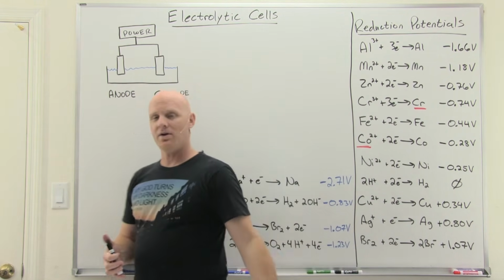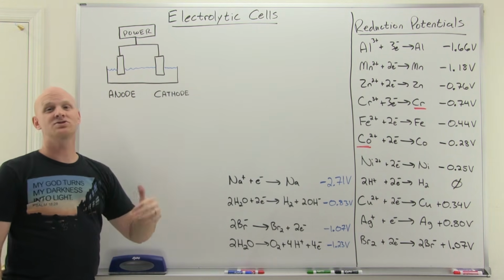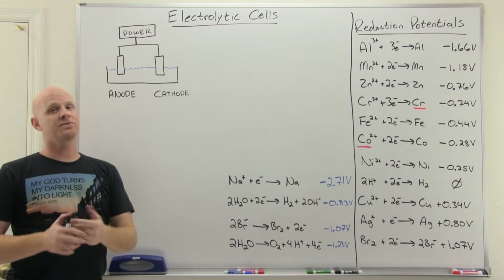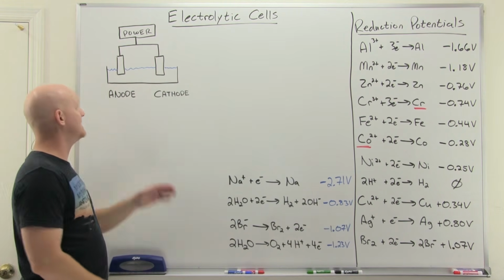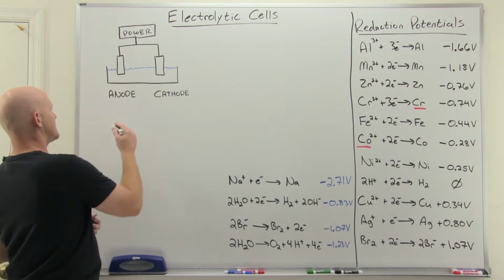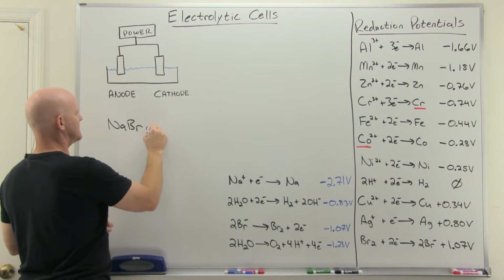So we'll compare our electrolytic cell to our galvanic cell. One big difference you'll see is that instead of having two separate half cells, we're going to do this all in one compartment. This kills the need for any sort of salt bridge. We'll still put the anode on the left and the cathode on the right. In this case, I'm going to look at doing electrolysis with liquid sodium bromide.